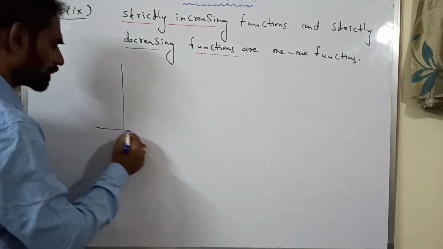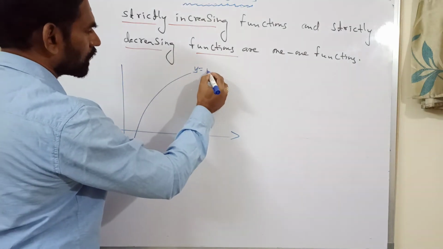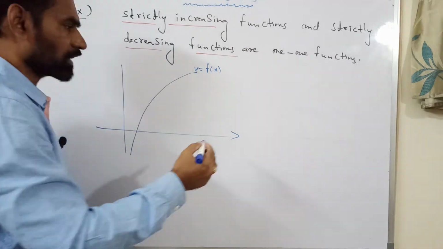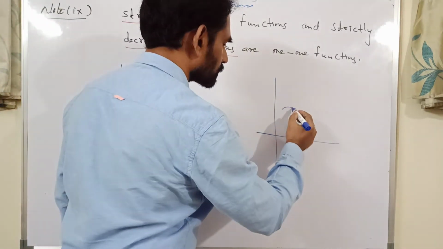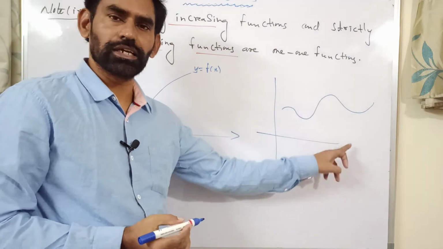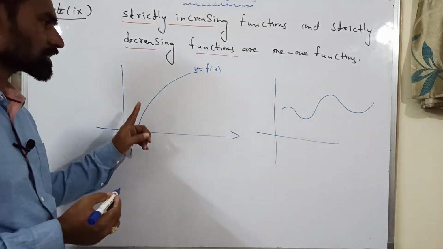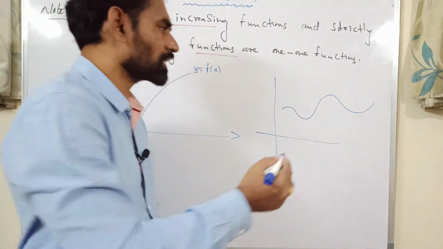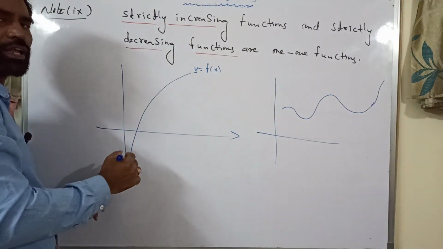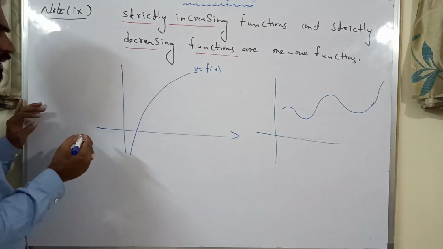See, once again I am drawing here like this. One of the graphs I am writing here, y equal to f of x. Clearly this graph is always increasing. For example, if you draw like this, first increasing, decreasing, increasing, decreasing, this form is not strictly increasing. It is increasing, but it is not strictly increasing. But this one is always increasing, in every regular interval it is increasing. That's why this is called a strictly increasing function.